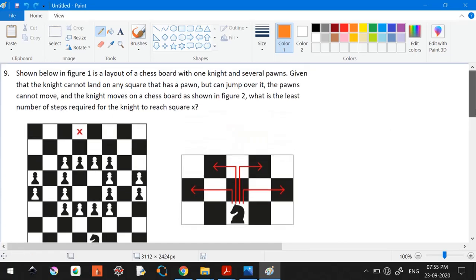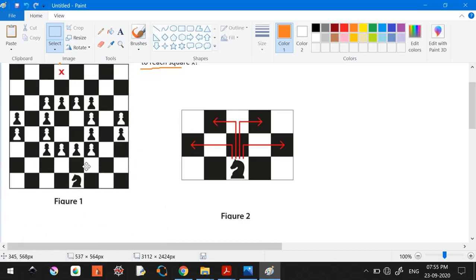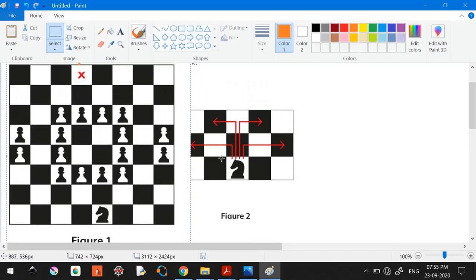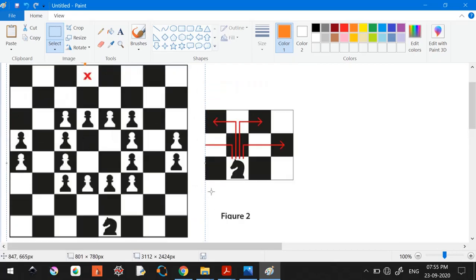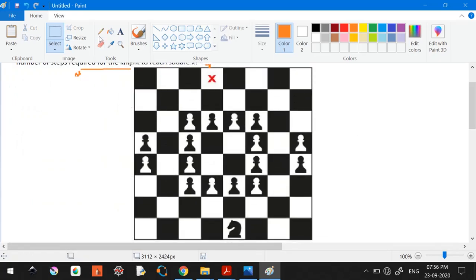So now, given this configuration, what is the least number of steps required for the knight to reach square x, this point? Okay, let us try all the possible ways. That's why I have taken this question. Okay, so I have filled it. Let me try all the possible ways.